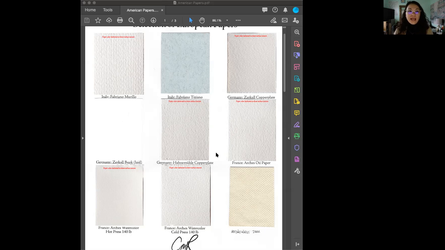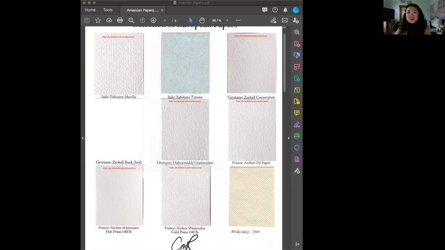In France, we have Arches Paper. So that's these three right here. And Arches is well known for their high quality cotton watercolor papers. And my personal favorite is an Amsterdam mill at Zaanstad, and it's home to the last wind-powered paper mill in the world, De Schoolmeester.